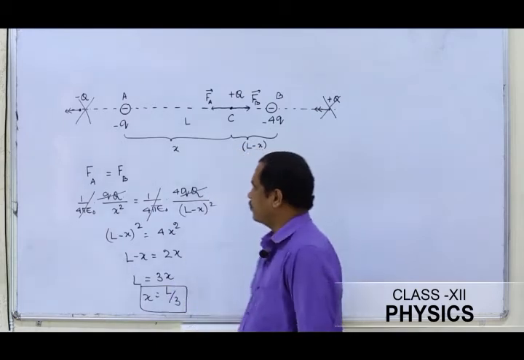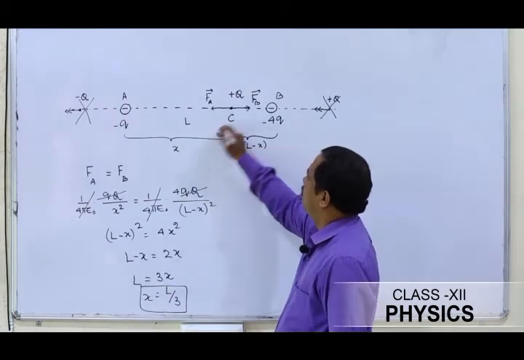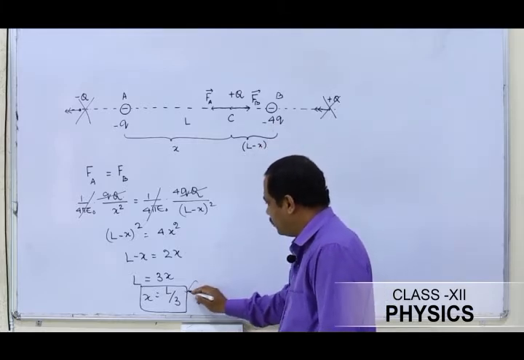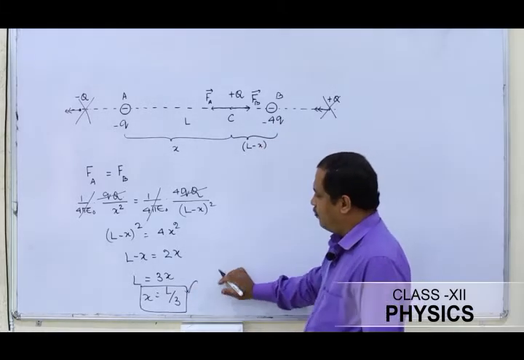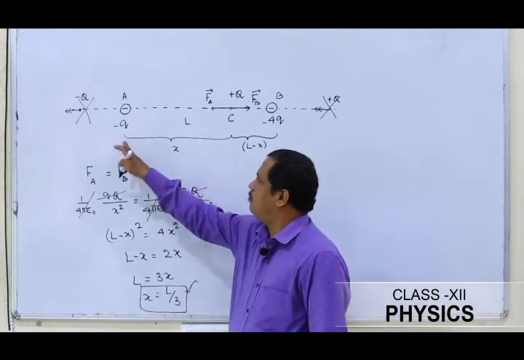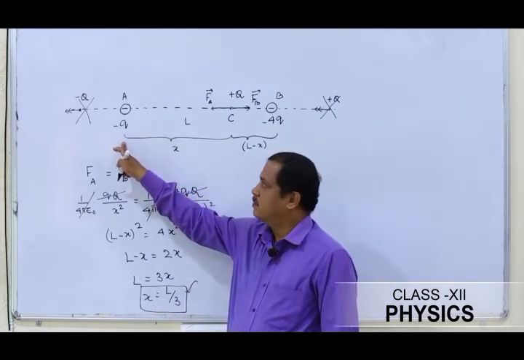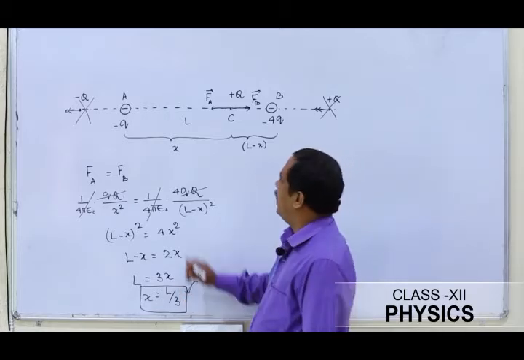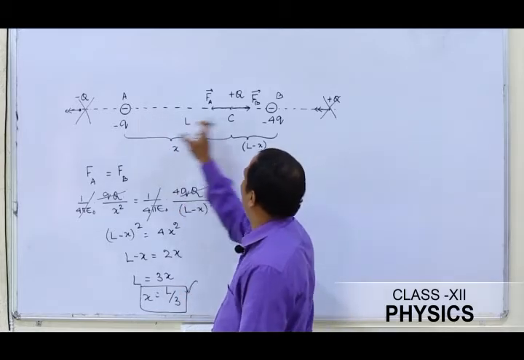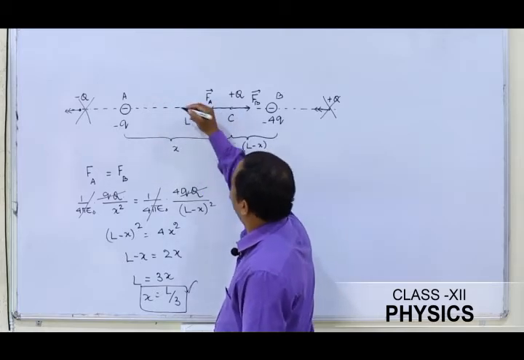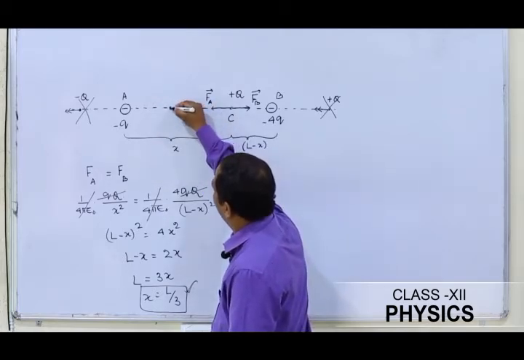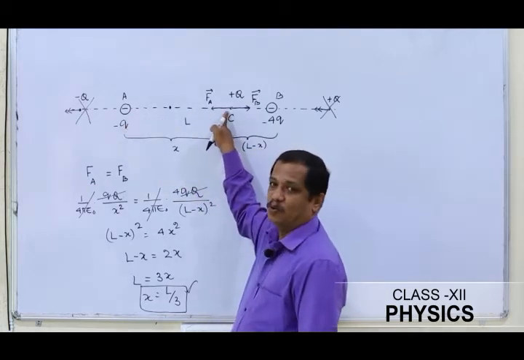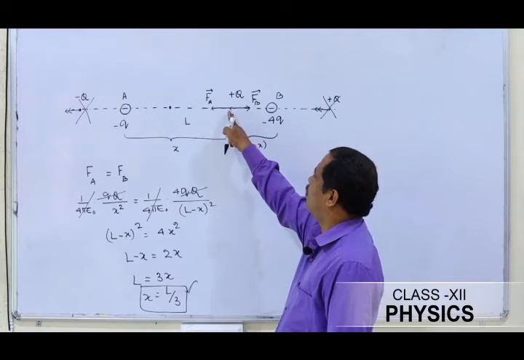Now, before solving the problem, we assumed a point C closer to 4q. But when I inspect the answer, I find x is the distance from the minus q charge, and I got x to be L by 3. So L by 3 means this total length will be divided into 3 equal parts. So the first L by 3 is going to be closer to this point. That means the point that I assumed closer to 4q is wrong actually.